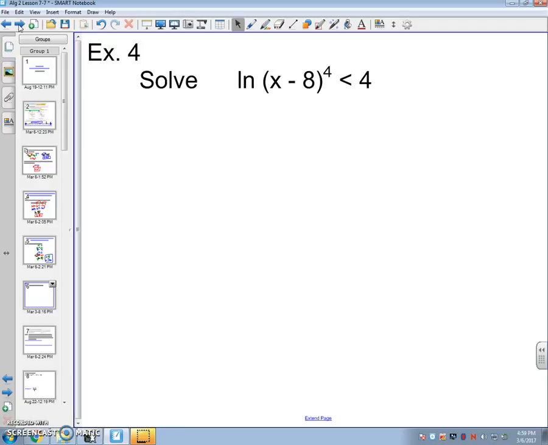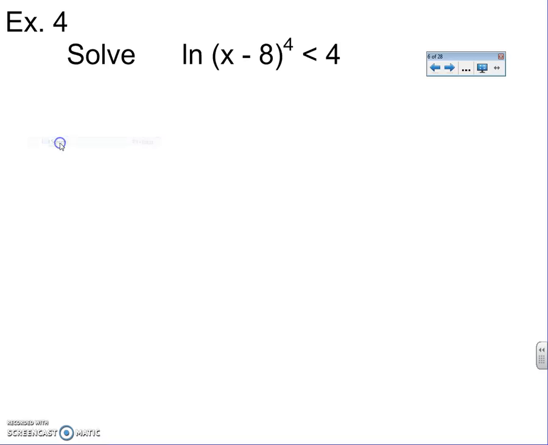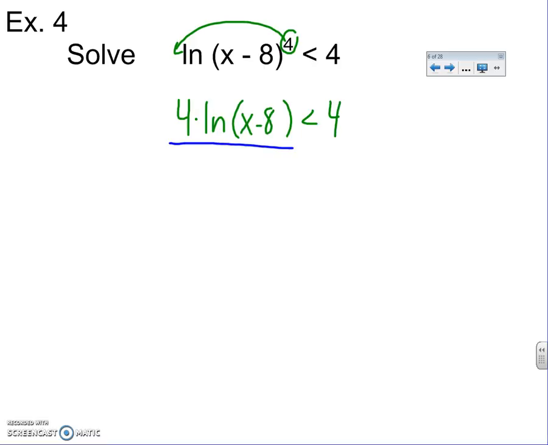All right, here's the inequality, same thing. Now we have multiple steps here. I'm going to use the logarithm property. If you have an exponent, you're allowed to bring it to the front. So I really have 4 times the ln of this thing. It's less than 4. I'm going to divide both sides by 4.